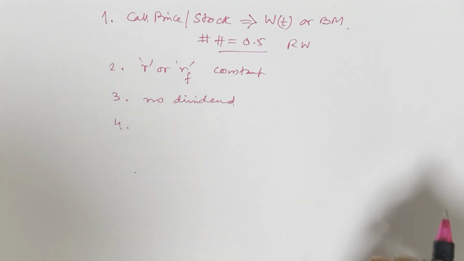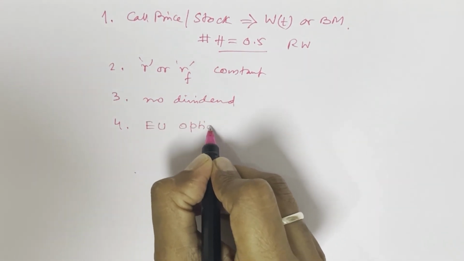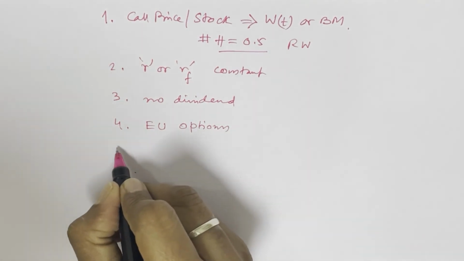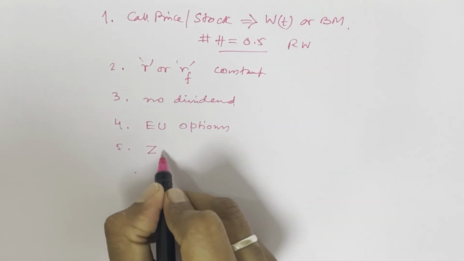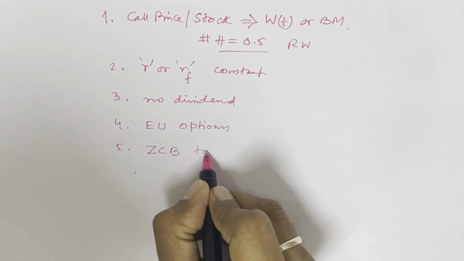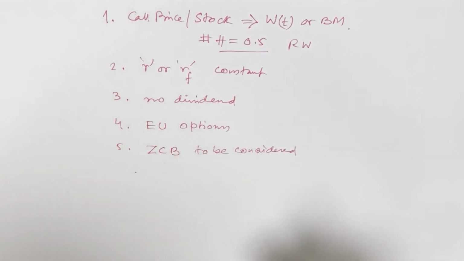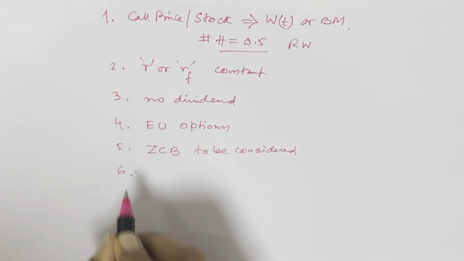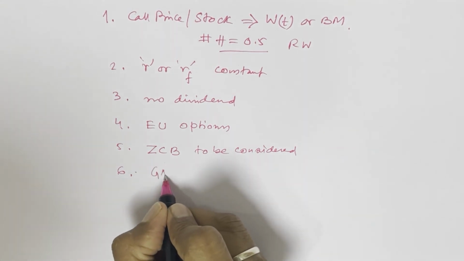The fourth parameter is only European options. European options can be exercised; American options are not considered. And the fifth is that zero coupon bonds are to be considered. Regular bonds with coupons won't be considered. Only zero coupon bonds are considered. These are the assumptions. And the last and most important assumption here is that the distribution will remain Gaussian.